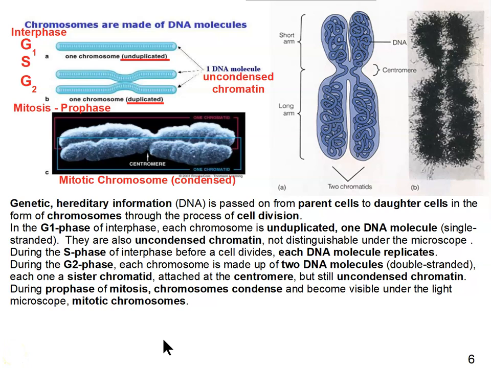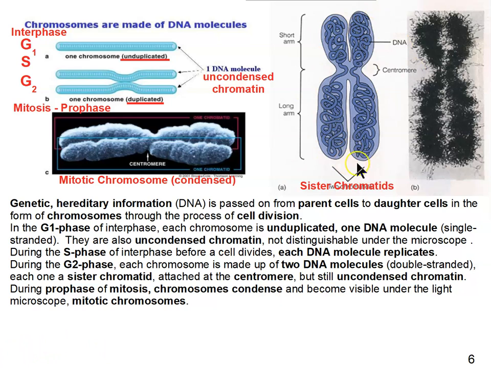And we're going to look on the next slide what this condensation means. What do we mean by condensed? How do we go from uncondensed to condensed? We'll look at that on the next slide. But the other thing to point out here is that these two DNA molecules that make up one chromosome are attached to each other at the centromere. So that's the point of attachment between two sister chromatids. So the two DNA molecules are referred to as sister chromatids.